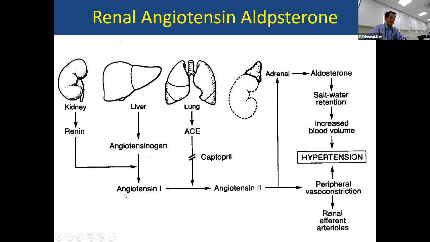And this angiotensin 1 is from angiotensinogen, which is produced by the liver. And this conversion of angiotensinogen to angiotensin 1 is influenced by renin, which is produced by the kidneys. So if there's kidney damage, you may increase the renin, and then through this whole process, you might end up having hypertension.